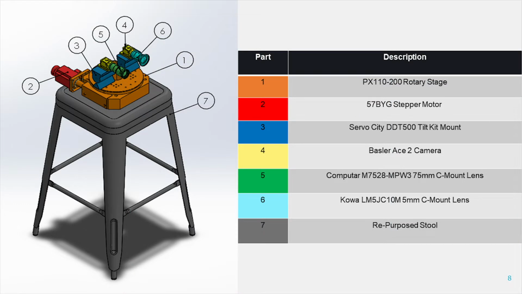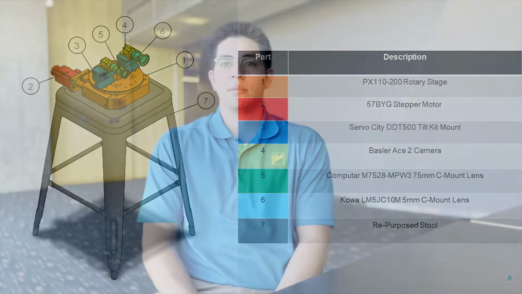Here is a look at the SOLIDWORKS model of our entire assembly. As you can see, each major piece of hardware is represented with a different color on the model. One thing to note is that wiring, fasteners, and other decorative components are not displayed here.